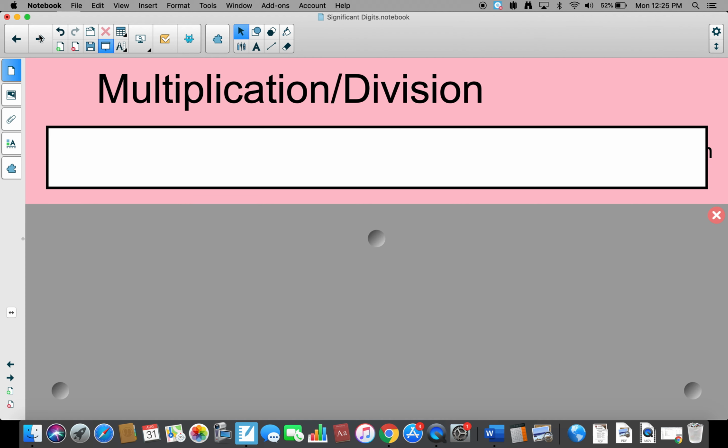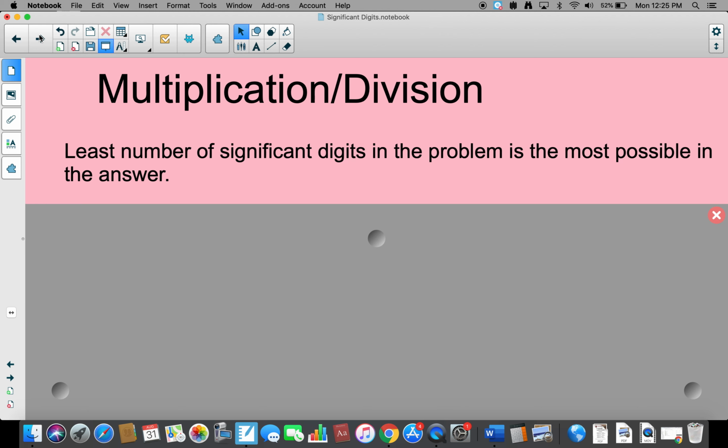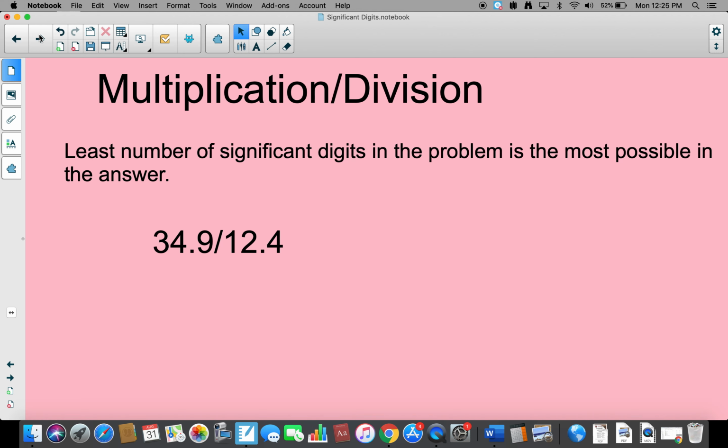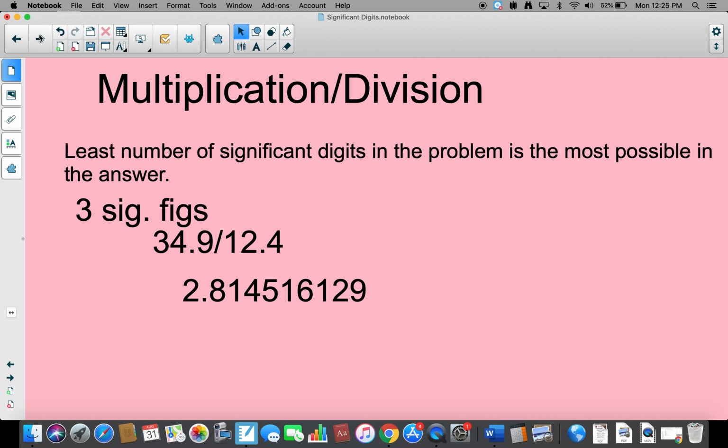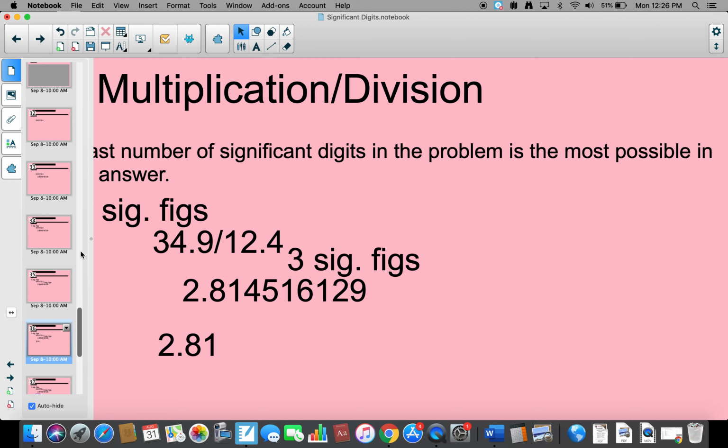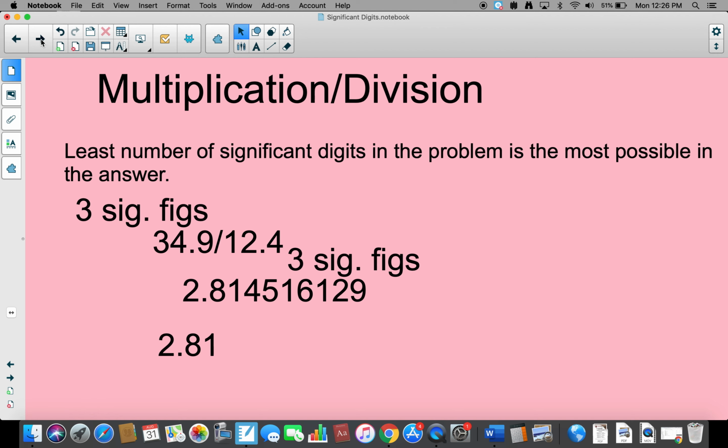That's my answer. All right, for multiplication and division, the rule is the least number of significant digits in the problem is the most you can have in the answer. So let's take 34.9 and 12.4. If I divide that through, I get 2.81451629. Okay, in my problem, in 34.9, I have 3 Sig Figs. In 12.4, I have 3 Sig Figs. So I can only have 3 Sig Figs because the least number is 3. So the answer would be 2.81. That number to the right, that 4, is not 5 or greater. So therefore, it is done. And if I check here, all right, that is my answer.